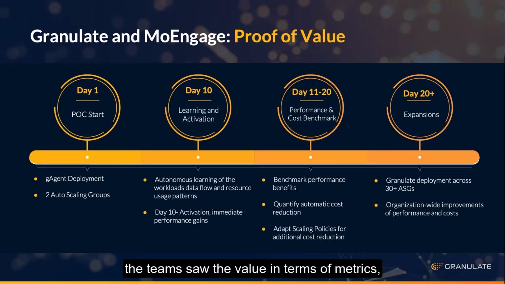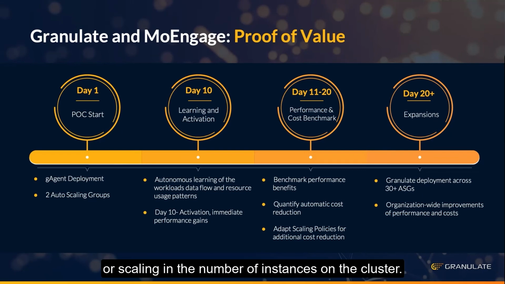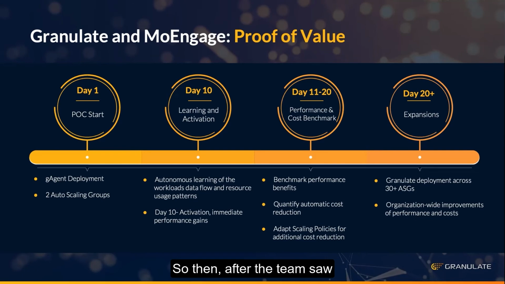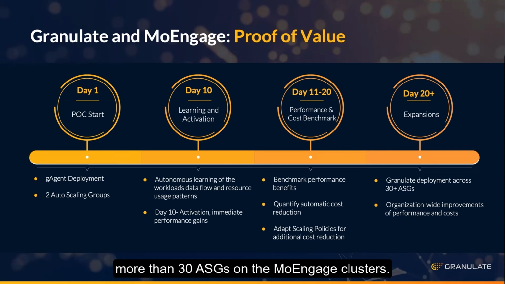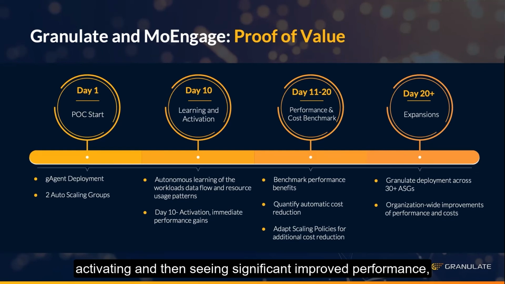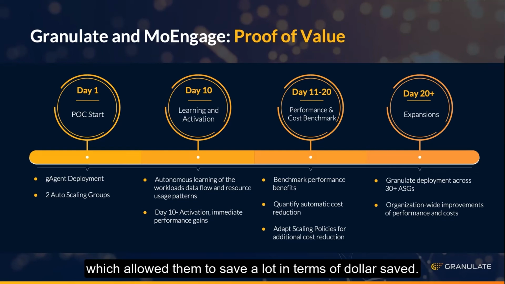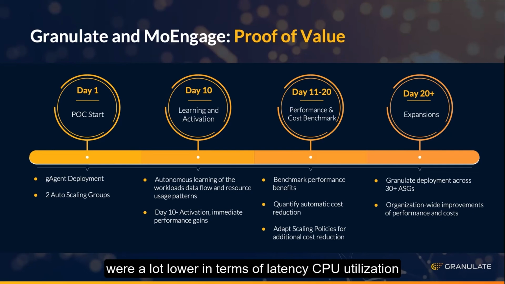So we made sure that the team saw the value in terms of metrics, and then was able to realize that in cost reduction by auto-scaling or scaling in the number of instances on the cluster. So then after the team saw this extreme value on one or two ASGs, we went to an expansion process in which the agent was installed on a lot of different ASGs, more than 30 ASGs on the MoEngage clusters, and then going through the same process just at high scale, letting the agents learn, activated, and then seeing significant improved performance, which allowed them to save a lot in terms of dollars saved, and also the resources that they use were a lot lower in terms of latency, CPU utilization on all of those ASGs.